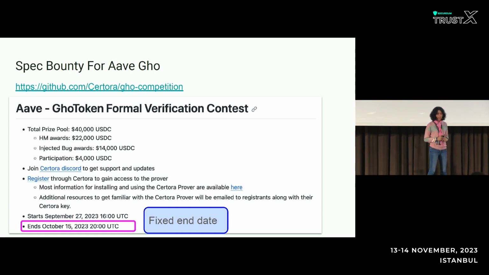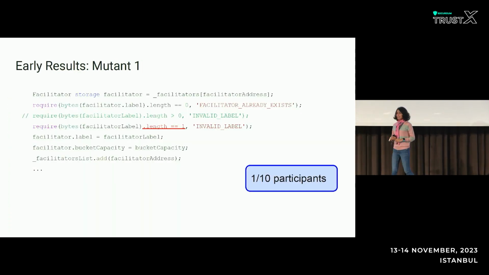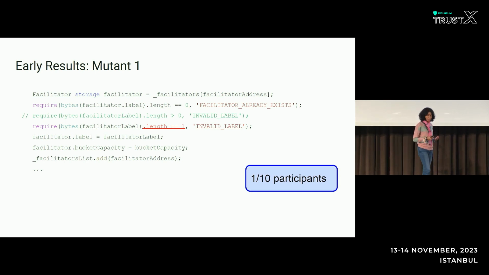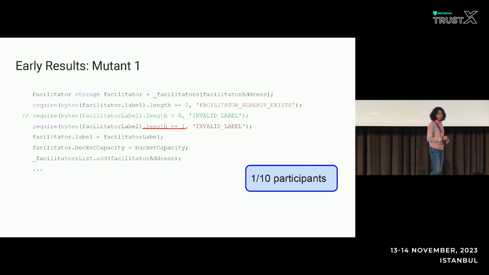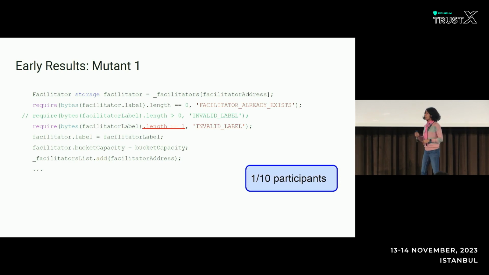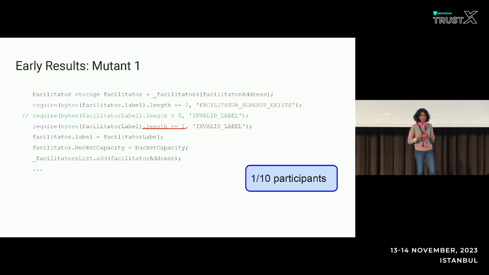I'll share them with you. What I wanted to show here are some examples of mutants that were easier to catch and some that were not very easy to catch by the community. So here's an example of a mutant. I hope this is visible, but if not, I'll just walk you through the important differences.